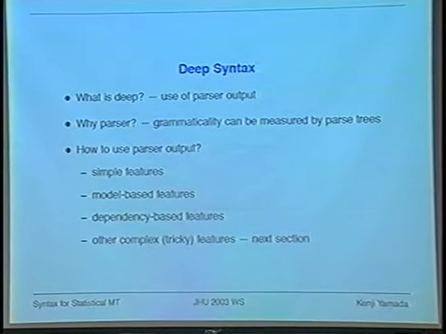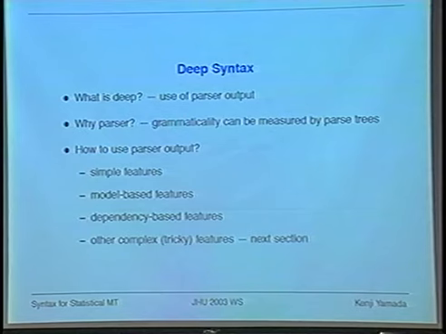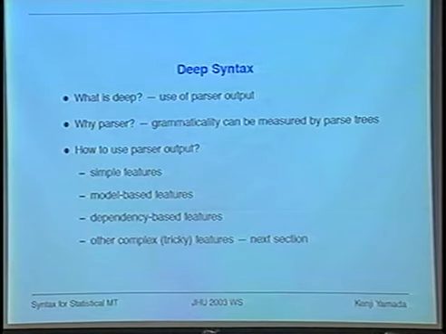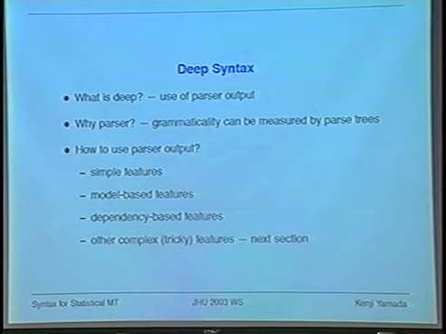Before the break, we talked about the shallow or implicit syntax using the POS tagger or chunker. Here we use the parser output. So the deep here means using parser output or the reranking MT output. The justification of using a parser is the intuition that grammaticality, or whether the syntactic output is good or not, can be measured by parser output in some sense.